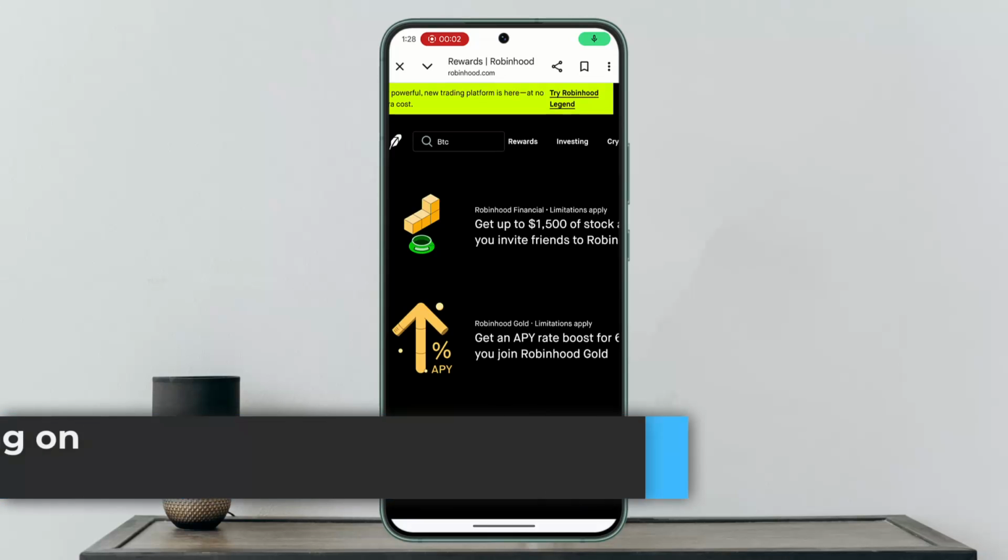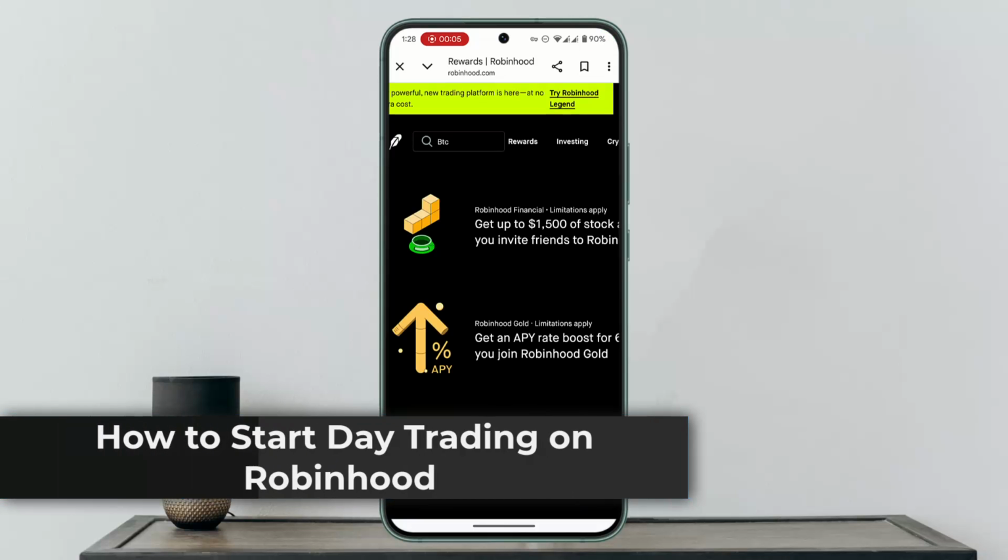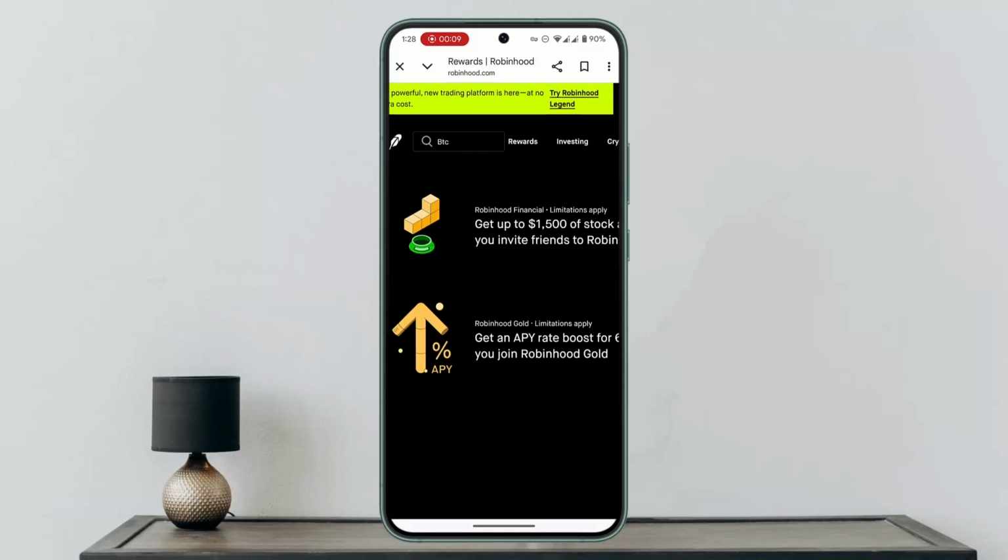In this video, I'll be showing you the procedure on how you can start day trading on Robinhood. Now, day trading on Robinhood can be an accessible entry point for beginners thanks to its user-friendly interface and commission-free trades. First of all, you have to understand day trading basics.